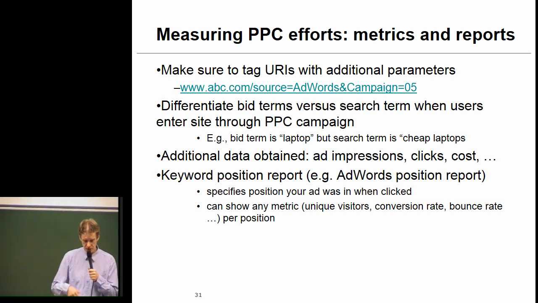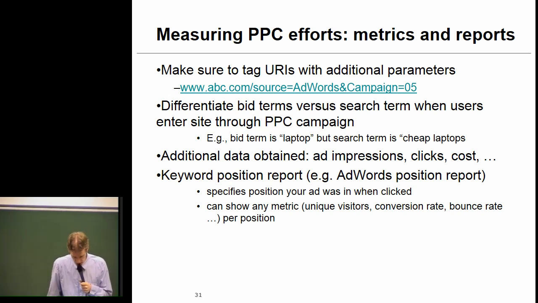Also very important is that you want to differentiate bid terms versus search terms. What was the term or terms that you bid money for? That could be like laptop. And what is the search term that Google connected to it? That could be cheap laptops, right? That's very important, and that you can also get as you're measuring your pay-per-click efforts.